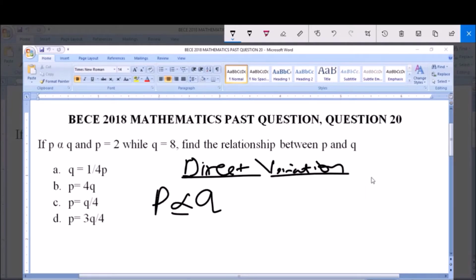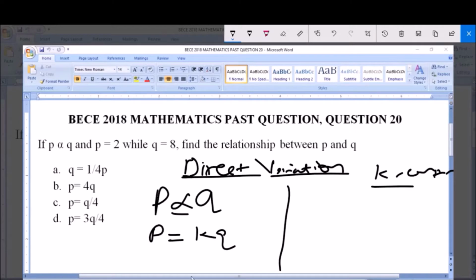Now let the constant be k. We introduce our constant k. So therefore we have that P is equal to kQ. Now we've introduced our constant and our equation sign.